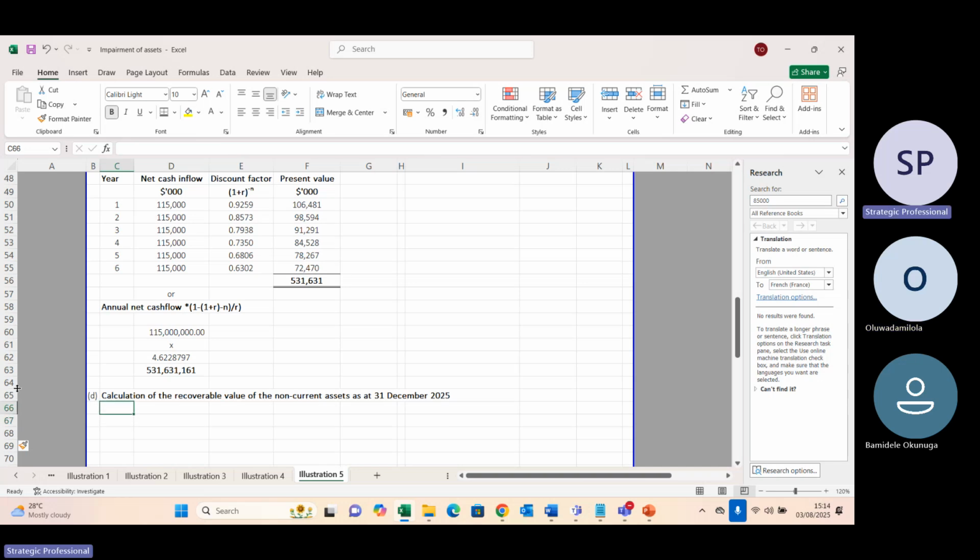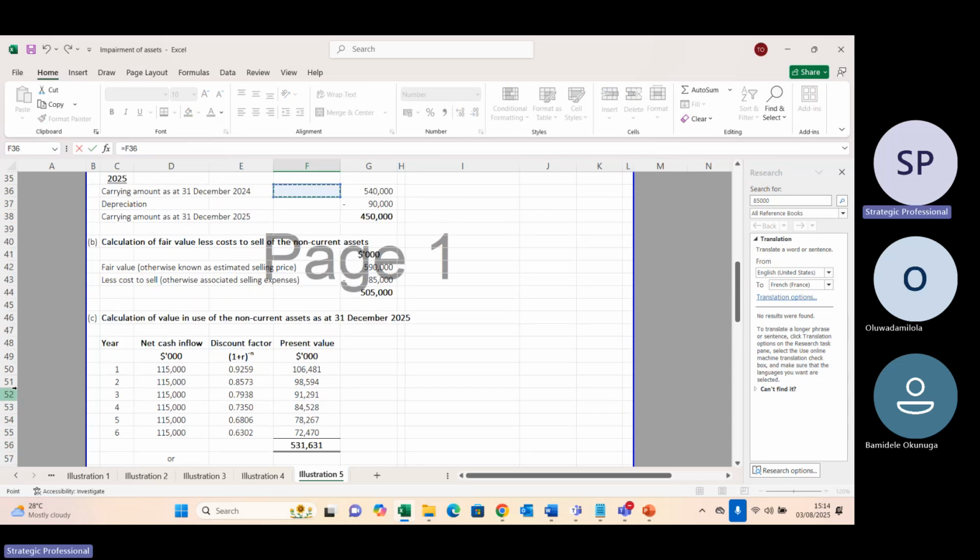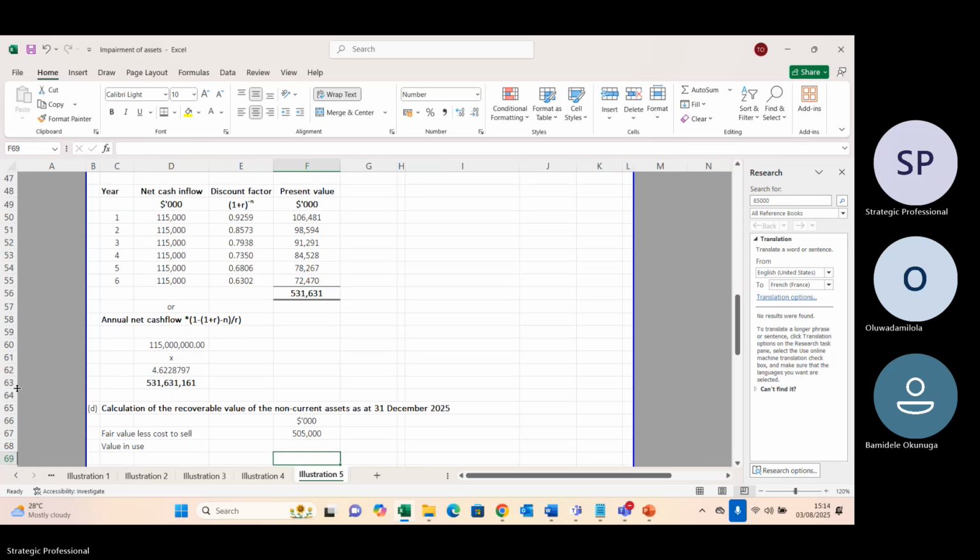Mr. Bambili, in your absence, I already explained recoverable value. Recoverable value is just the higher of fair value less cost to sell and value in use. Fair value less cost to sell, we already determined it before. This is it here. Value in use, this is it here.